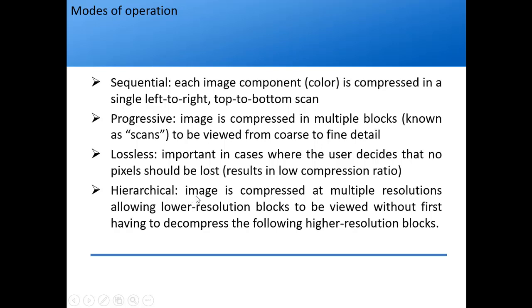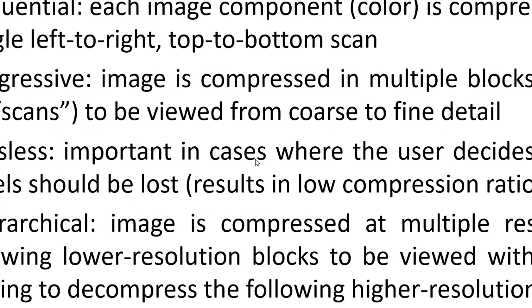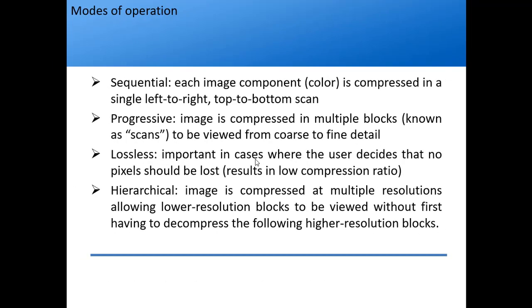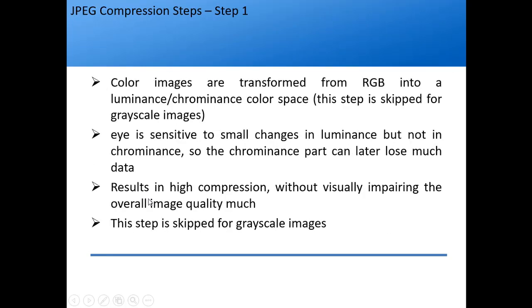The next and final mode of operation is hierarchical. What does it tell? The image is compressed at multiple resolutions, allowing lower resolution blocks to be viewed without first having to decompress the following higher resolution blocks. For example, you can take the example of zoom in and zoom out. If I zoom out, this becomes high resolution. If I zoom in, what does this become? Low resolution. So this is hierarchical mode. This is just an example, remember.